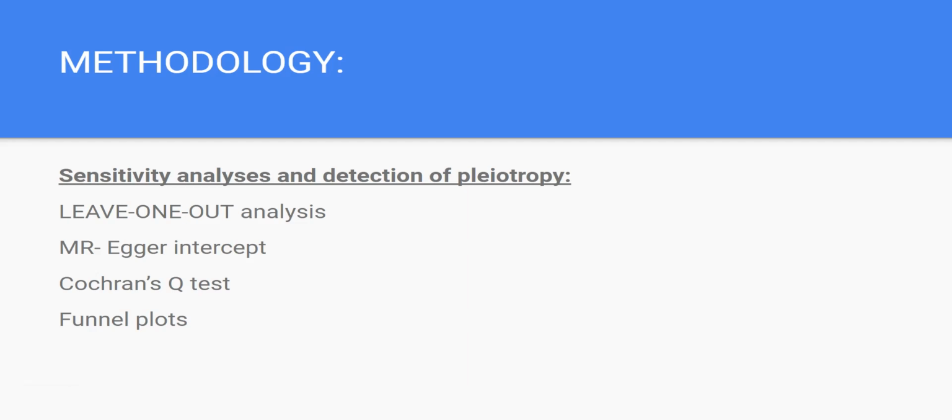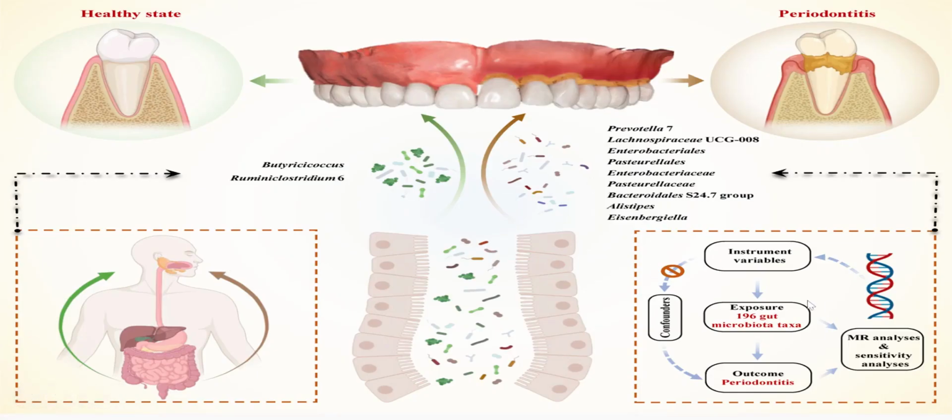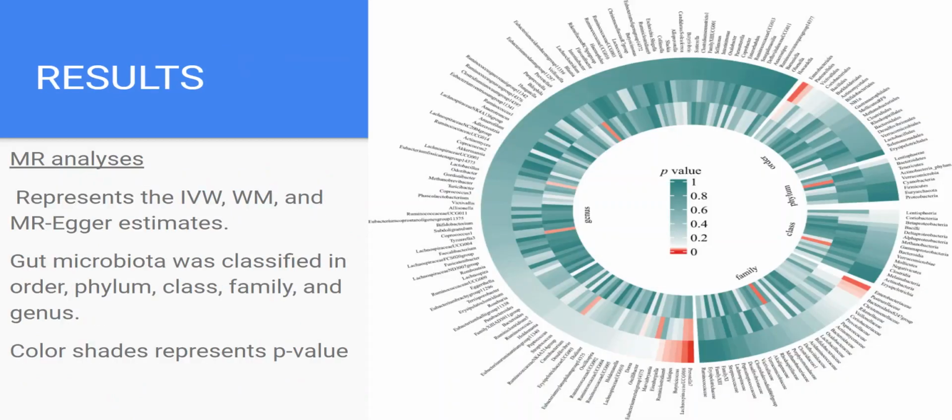Like we saw in a diagram as well over here, they perform MR analysis and sensitivity analysis. So the instrument variables are related to the exposure, not the confounders, and through the exposure they go to the outcome, that is periodontitis, and then they do the MR analysis and the sensitivity analysis. Now we will move on to our results.